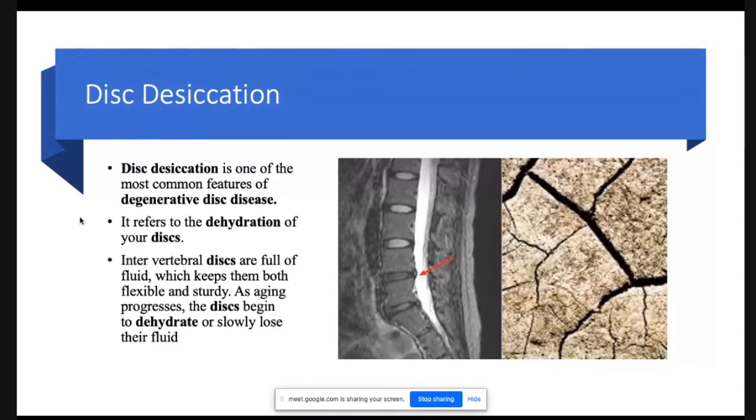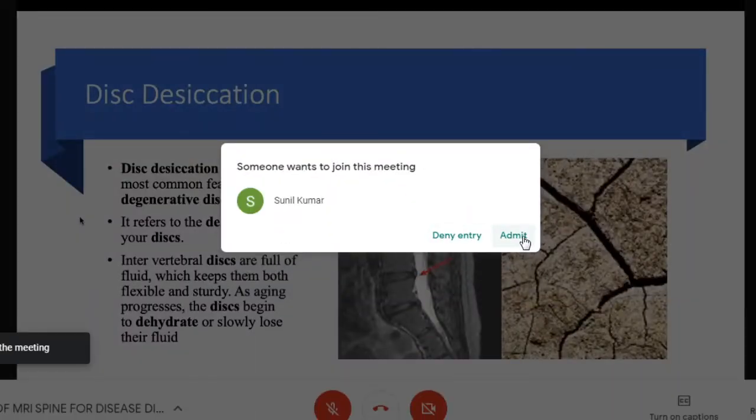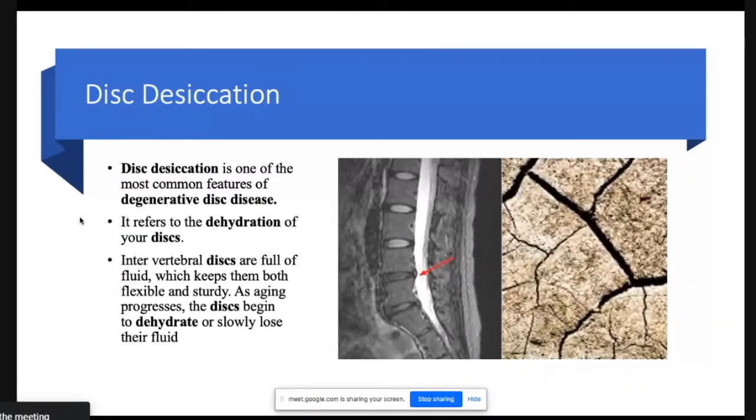This is disc desiccation. Disc desiccation means there is a complete degeneration of this particular intervertebral disc, and it is looking like a barren land. The surface of the intervertebral disc looks like a barren land, meaning it is in an extremely dehydrated state. I told you the intervertebral disc doesn't have a blood supply. Instead, it gets nutrition from the neighboring tissues in the form of osmosis or diffusion.